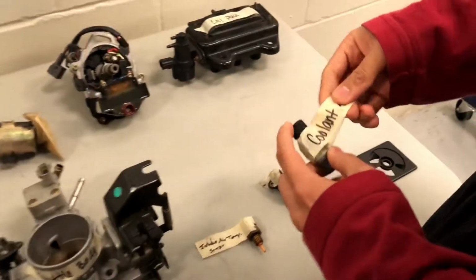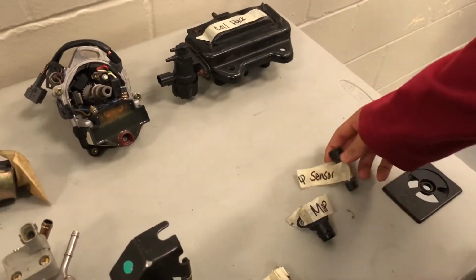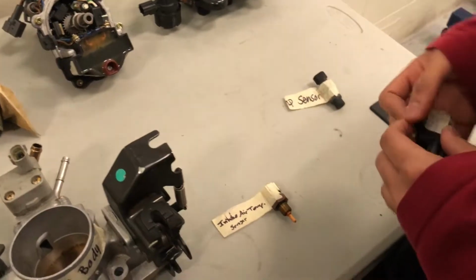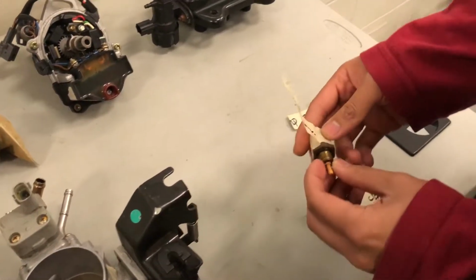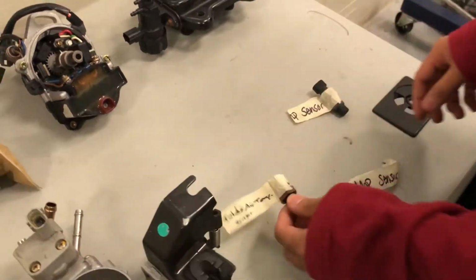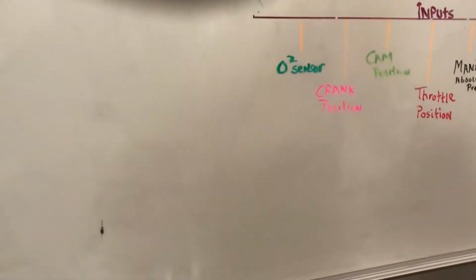Oh yeah, we've got some down here. We've got the coolant temperature sensor right here. Like I said, it is on the water jacket. Got the MAP sensor, intake air temperature. They're all pretty small. And then you've got the cam position and crank position, which are intertwined with each other.